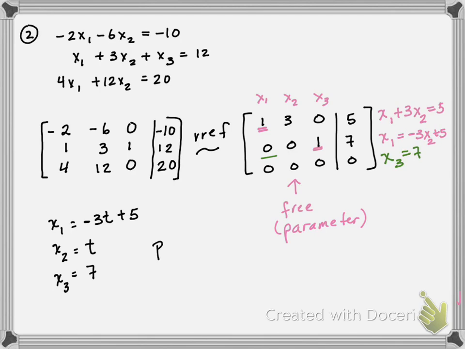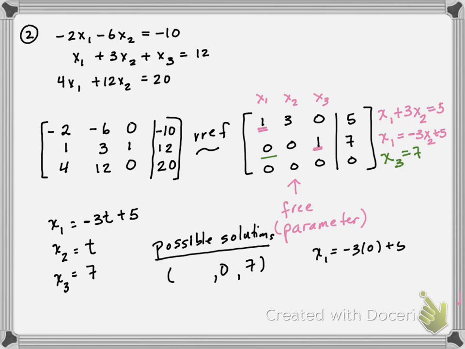So for example, what would be possible solutions? In this case, we can have infinitely many solutions. They simply depend on my choice of x2. x3 is going to be always 7. What if I decide that x2 is 0? So t is 0, so now I plug in to solve for x1. Negative 3 times 0 plus 5 gives me 5. So x1 is 5, x2 is 0, and x3 is 7 is one possible solution.